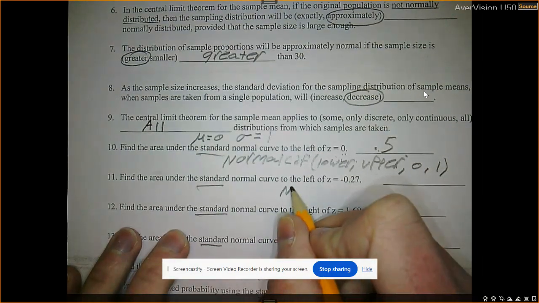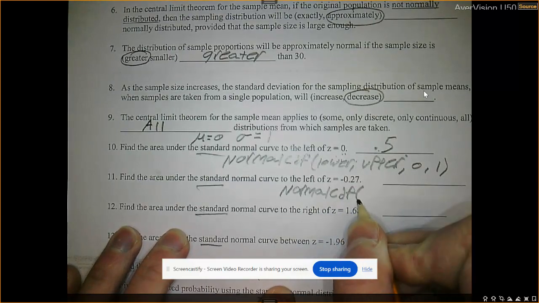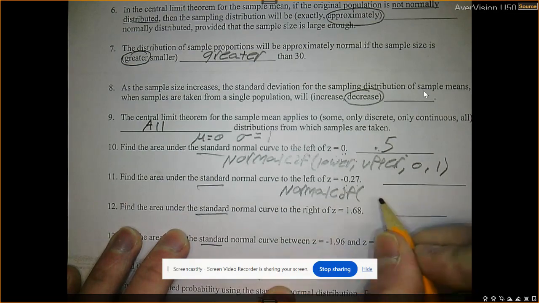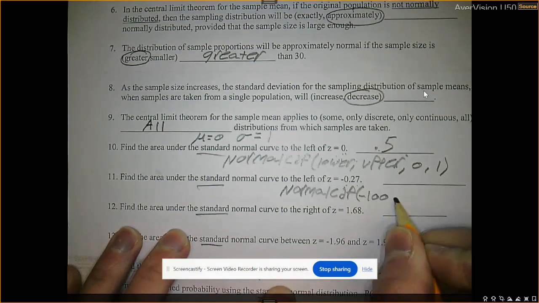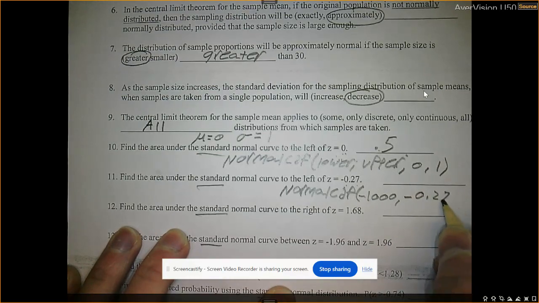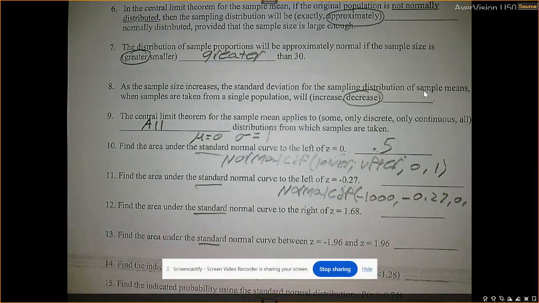So like for this one, I'm just doing normal CDF of, we're going to the left of negative 0.27, so all the way to the left we call negative 1,000. That's going to be your lower bound. Your upper bound is negative 0.27. Okay, and then you could put in 0, 1 if you're unsure if your calculator already has that in. Depending on the calculator, it might show you that it already has that in. If you have the older calculator, you should be good.